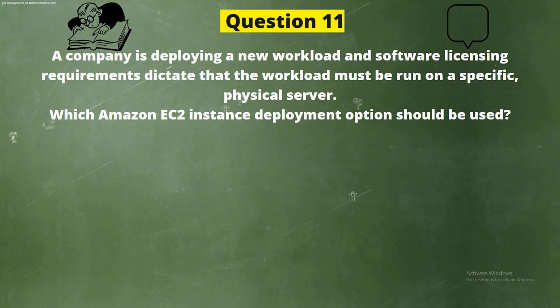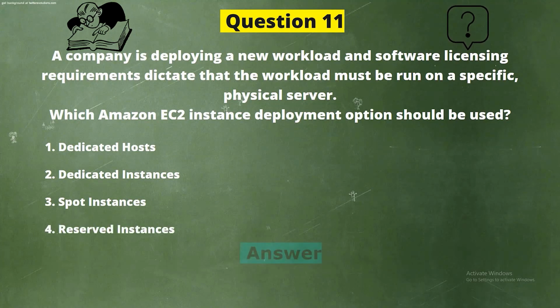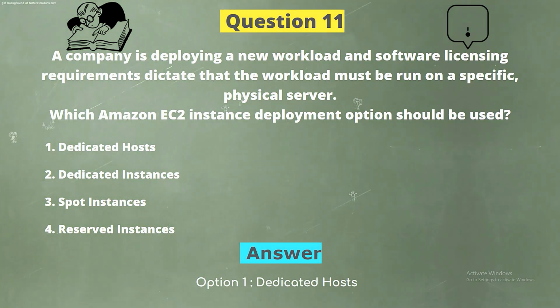A company is deploying a new workload and software licensing requirements dictate that the workload must be run on a specific, physical server. Which Amazon EC2 instance deployment option should be used? And the options are: Option 1, dedicated hosts. Option 2, dedicated instances. Option 3, spot instances. Option 4, reserved instances. And the correct answer is Option 1, dedicated hosts.